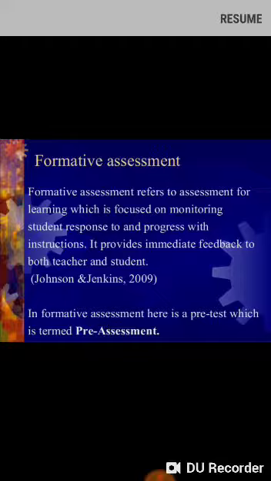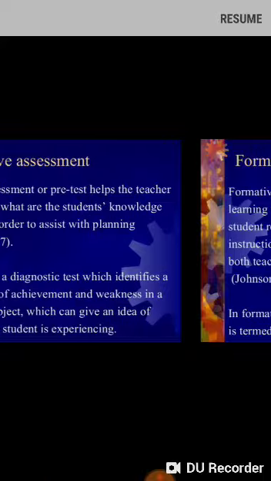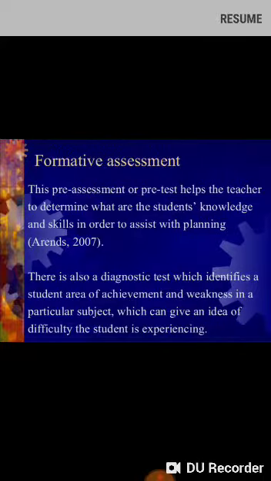In formative assessment, there is a pre-assessment test, which is termed as pre-assessment. This pre-assessment or pre-test helps the teacher to determine what the students' knowledge and skills are in order to assist with planning. There is also a diagnostic test which identifies a student's areas of achievement and weaknesses in a particular subject, which can give an idea of difficulty the student is experiencing.